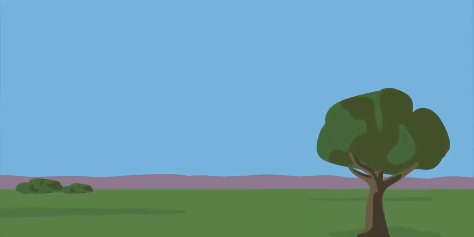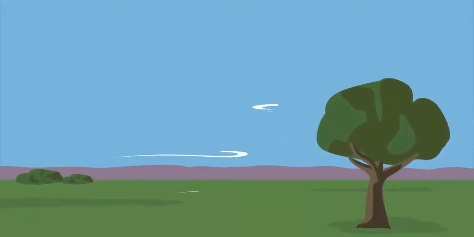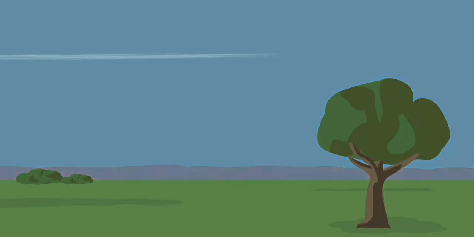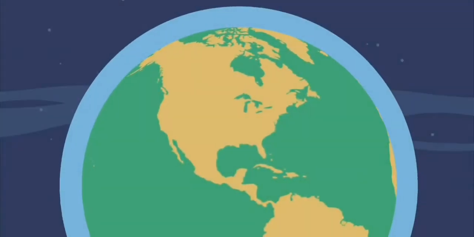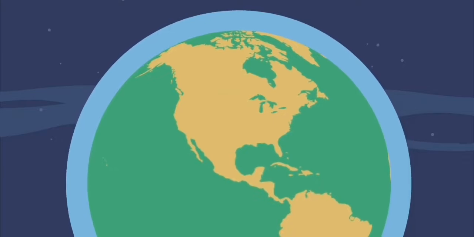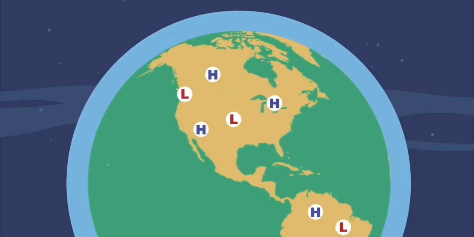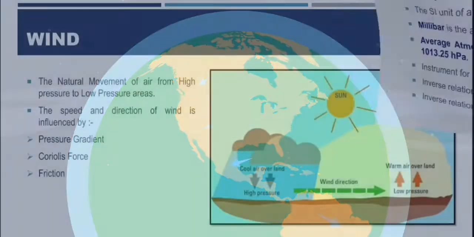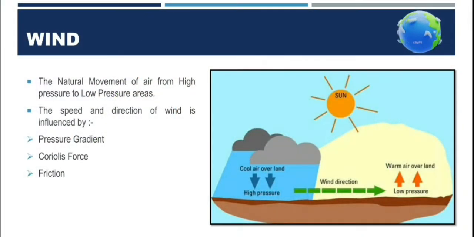Now, let us look at what wind is. The global pressure is not uniform, hence there are variations, as a result of which air moves from regions of high pressure to low pressure horizontally. It is called the wind. The speed and direction of the wind is controlled by three factors: the pressure gradient, Coriolis force, and the friction exerted by the Earth's surface.